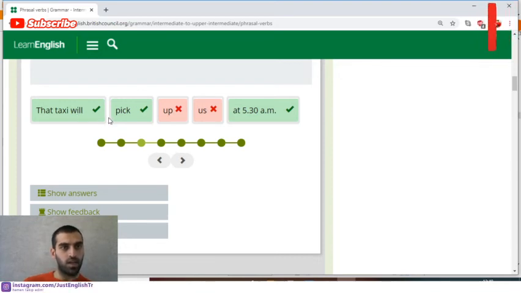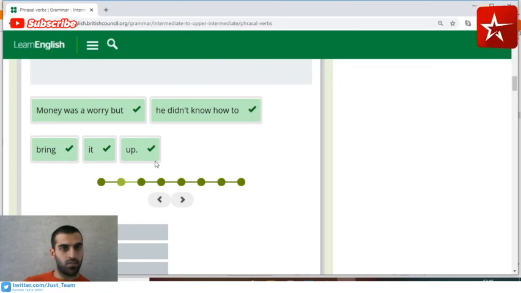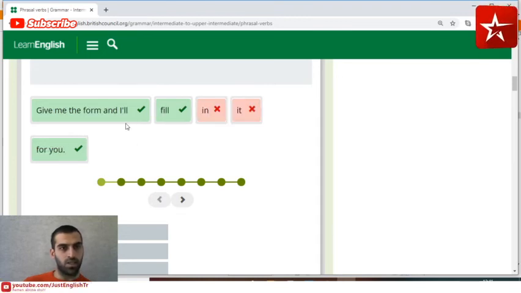Like the taxi will pick us up. As I told you before, if we have pronouns, like objective pronouns, we have to use objective pronouns and then the rest of the phrases. Pick us up, not pick up us. Okay, that taxi will pick us up at 5:30 a.m. Alright, and the next one is correct. There's not any mistake. Okay, and yes, our mistake is here.